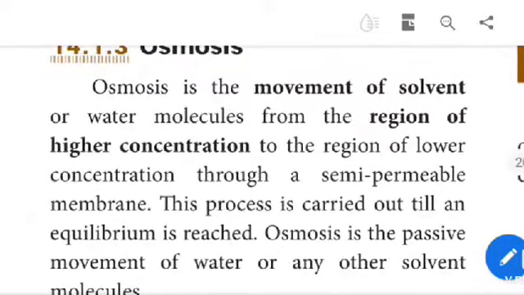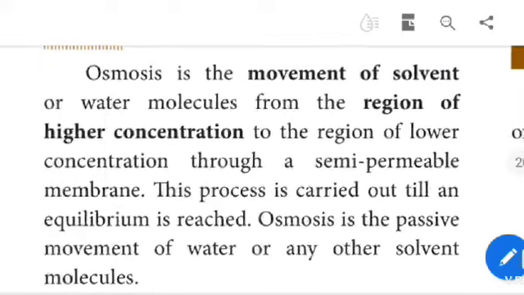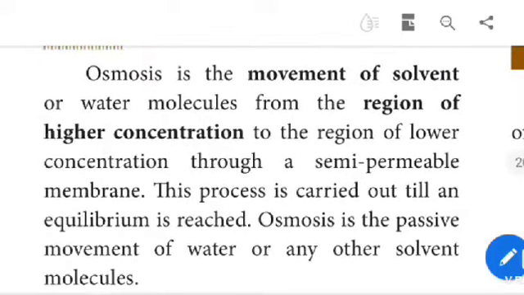Osmosis. Osmosis is the movement of solvent or water molecules from the region of higher concentration to the region of lower concentration through a semi-permeable membrane. This process is carried out until an equilibrium is reached. Osmosis is the passive movement of water or any other solvent molecules.